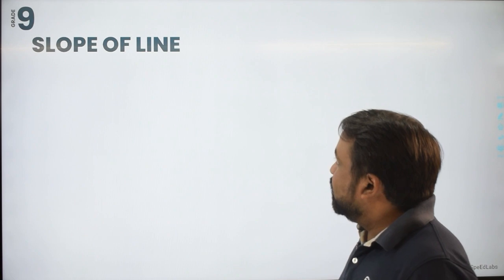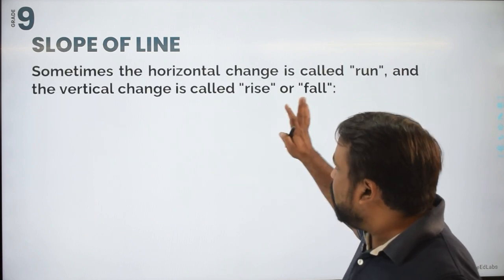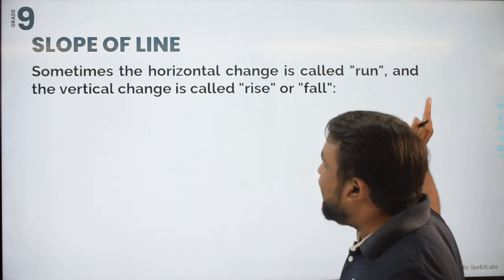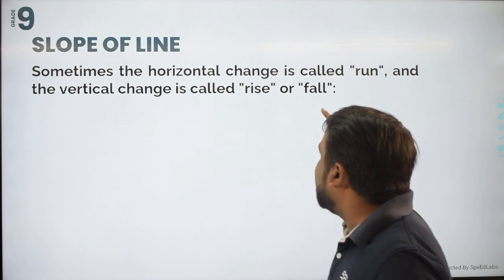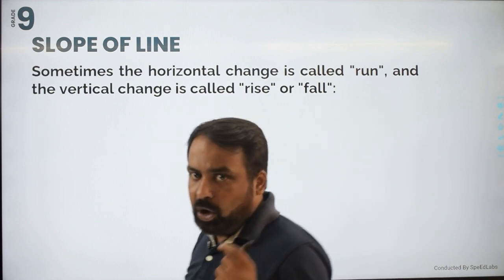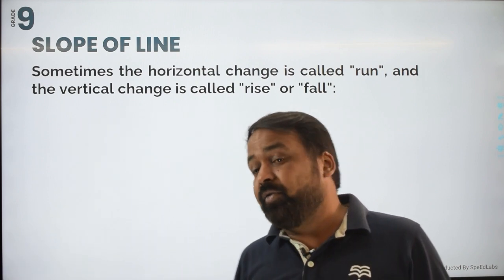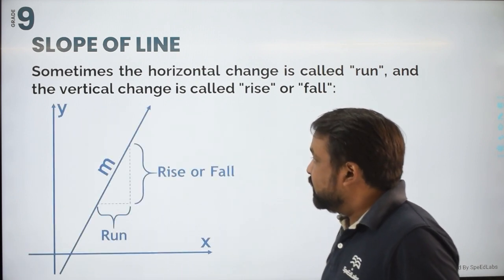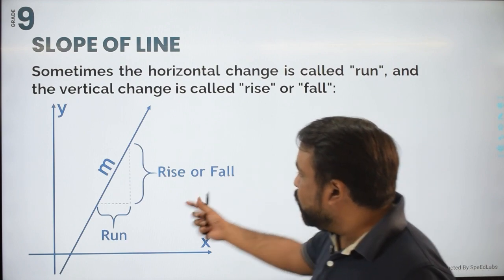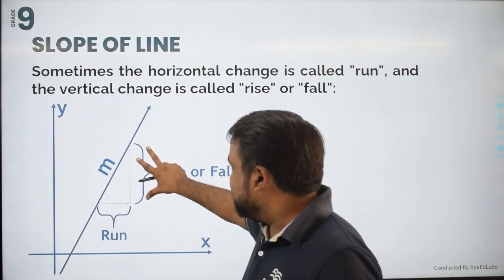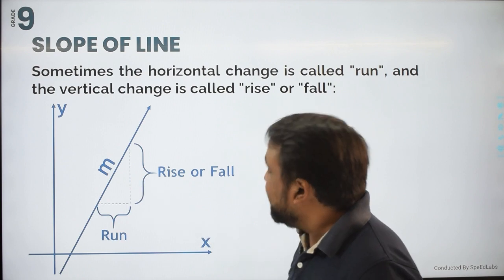Sometimes the horizontal change is called run and the vertical change is called the rise or fall. Okay, so now here you can see this is the run and this is the rise.